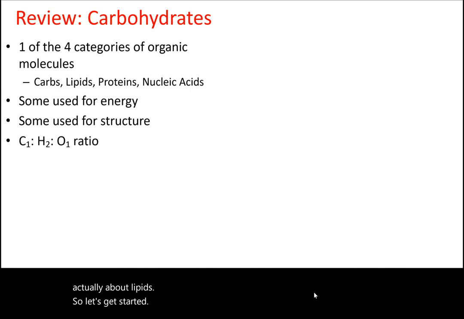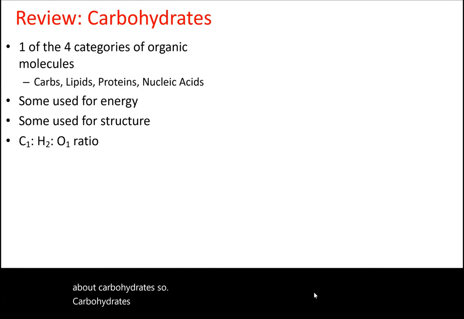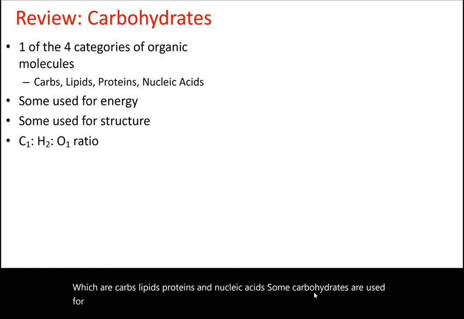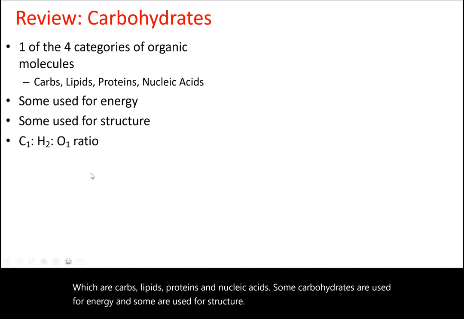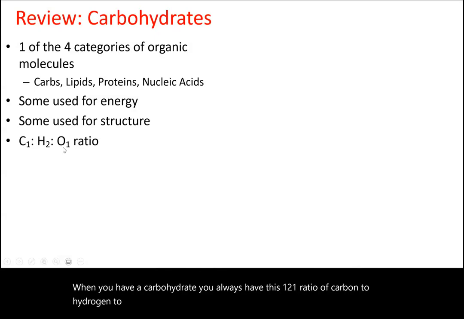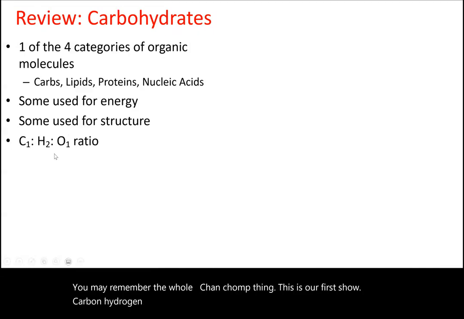So let's go back to like freshman year for a minute and do a review of basic info about carbohydrates. Carbohydrates are one of the four categories of organic molecules, which are carbs, lipids, proteins, and nucleic acids. Some carbohydrates are used for energy, and some are used for structure. When you have a carbohydrate, you always have a 1-to-1 ratio of carbon to hydrogen to oxygen. You may remember the whole CHO, CHON, CHOMP thing. Well, this is our first one: carbon, hydrogen, oxygen, CHO.